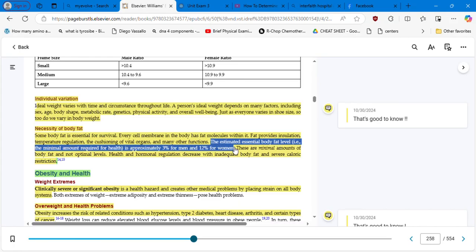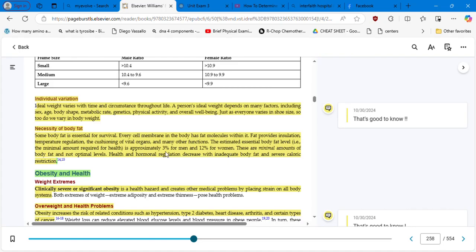Okay, these are minimal amounts of body fat and not optimal levels. Health and hormonal regulation decrease with inadequate body fat and severe caloric restrictions. So what they are telling you is that if you don't have an adequate and optimal level of body fat, your hormones are going to start behaving crazy. Okay, so watch out with those diets that are 100% fat free, or if you are doing excessive fasting, you have to pay attention to that.